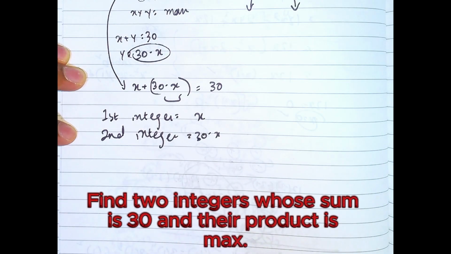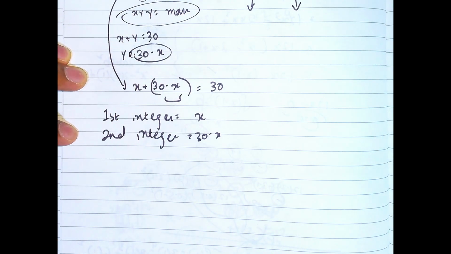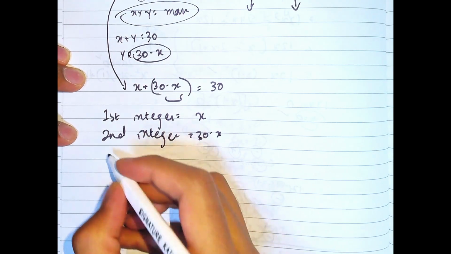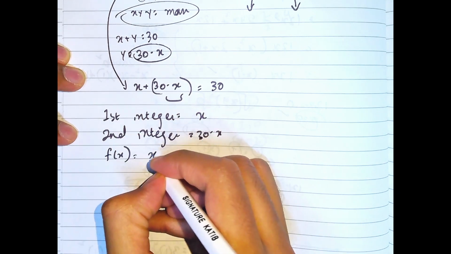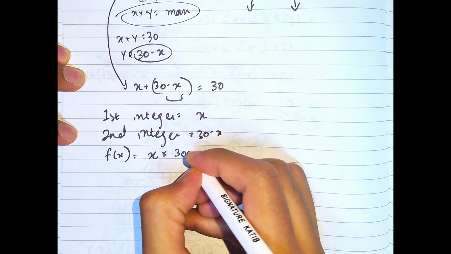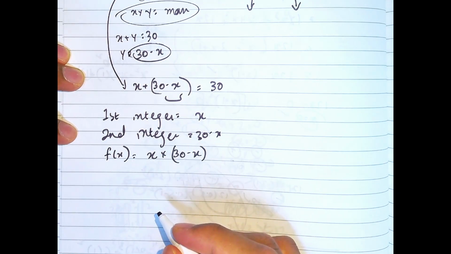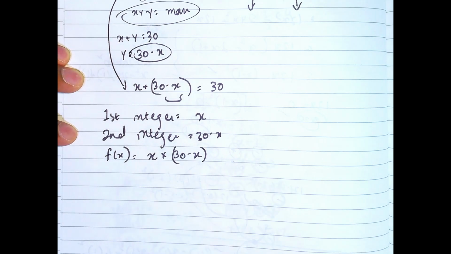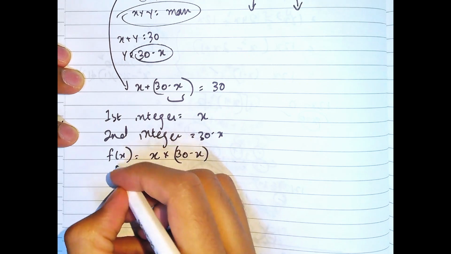What is the question based on? The question is based on the product of these two things. So the product should be maximum. Now our function becomes the first integer multiplied by this second integer. So this is the function and this has to be maximum at some value of x. So how can we find the value of maxima? First of all, let's take the first derivative.